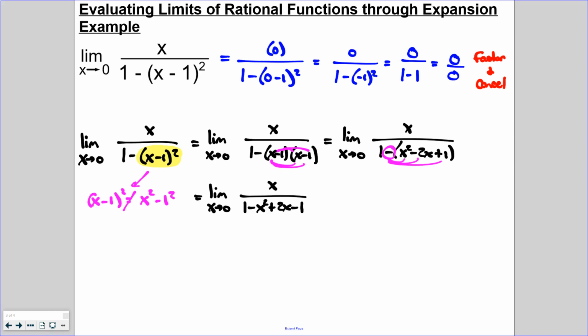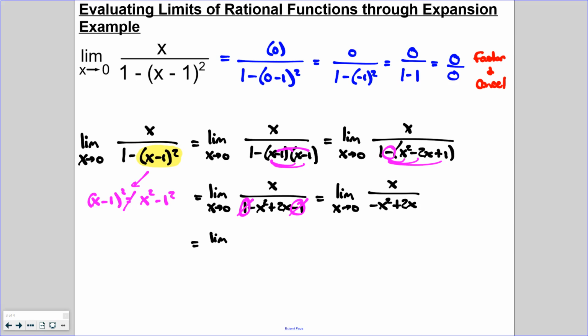And then from here, we can see the positive 1 and the negative 1 are going to cancel each other out, leaving us with the limit as x approaches 0 of x over negative x squared plus 2x. So now that we've expanded this, we've been able to simplify the expression through the expansion. Now we can factor and cancel.